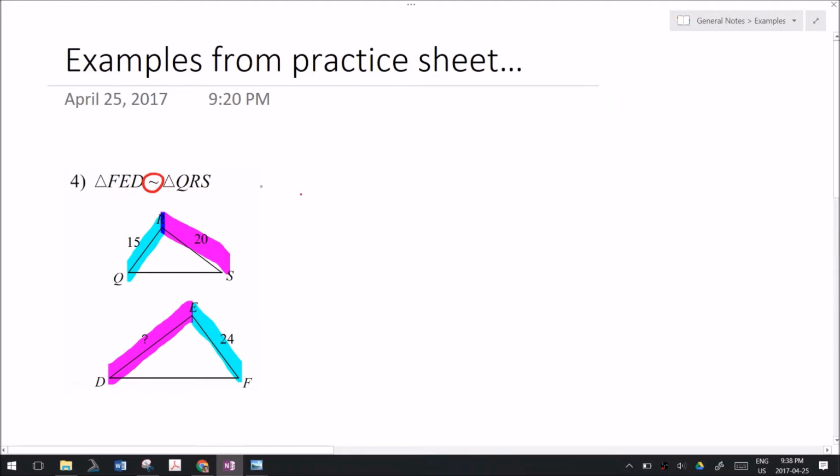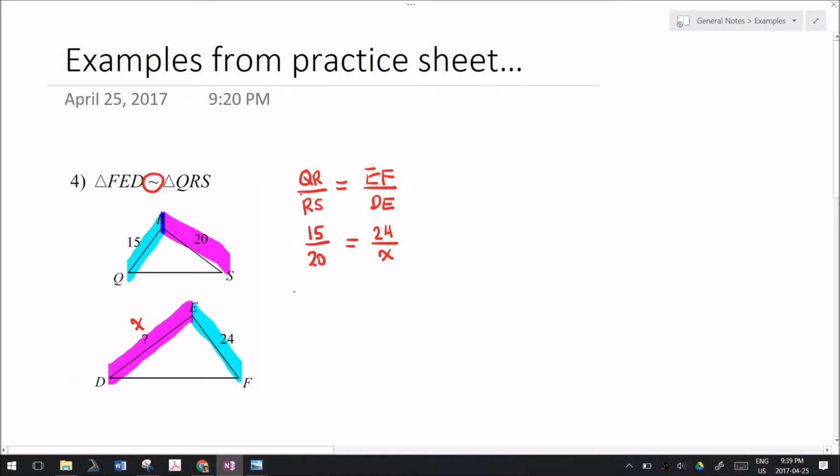So to set that up, I want to do side length QR over side length RS is equal to, so if I chose QR on top, I need to make sure I put EF on top, over DE. So QR is equal to 15, RS is equal to 20. And that should be the same thing as EF, which is 24, over X, which is going to be, let's call this unknown side here X, just to make it a bit easier.